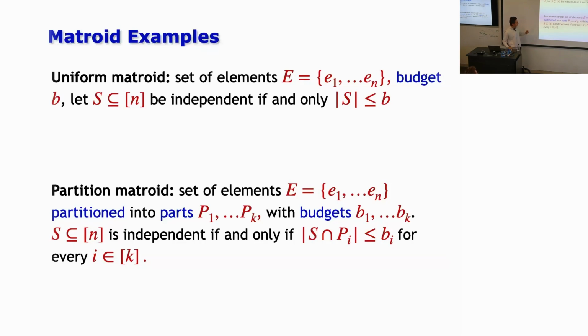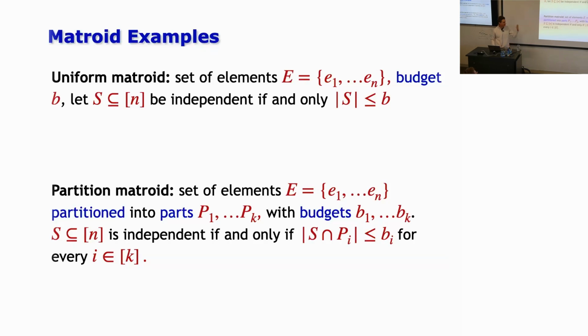And now we'll say that a set S is independent if and only if the size of S intersect Pi is less than or equal to Bi. Equivalently, S has at most Bi elements from each part Pi. And so the way to think about this is that it's basically like a disjoint union of a bunch of uniform matroids. So you take one uniform matroid on part P1, and then another on P2, P3, and so on. And your set S is independent if and only if you don't exceed the budgets of any single one of these parts.